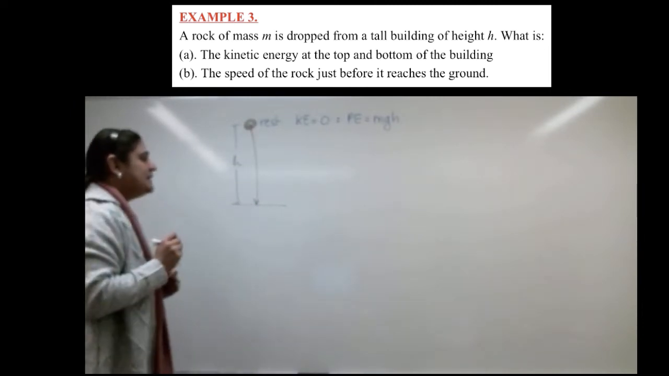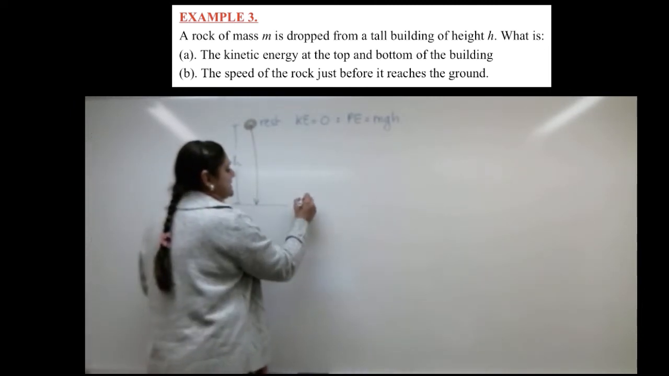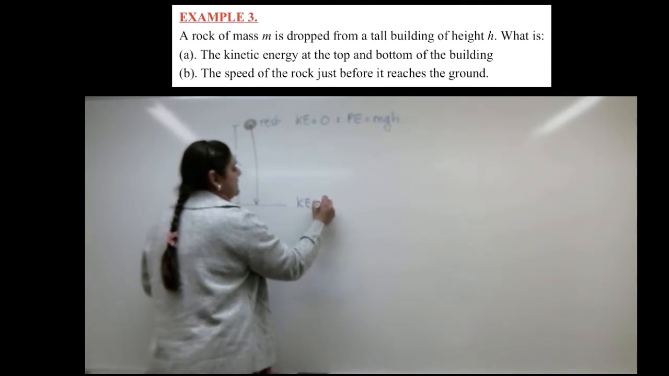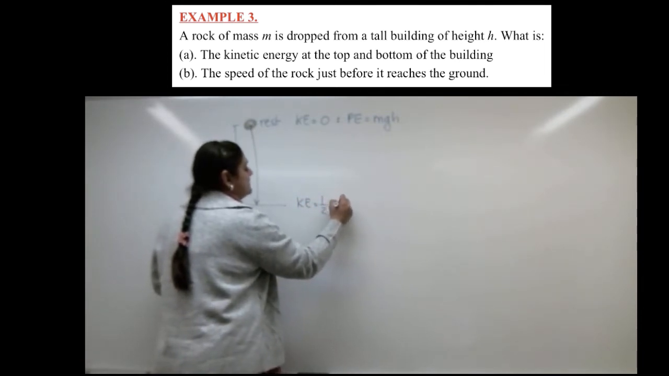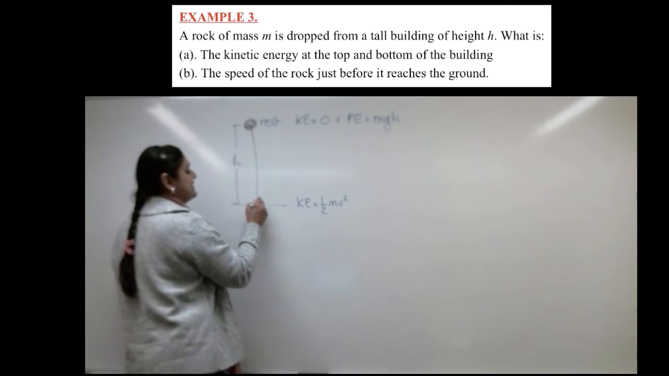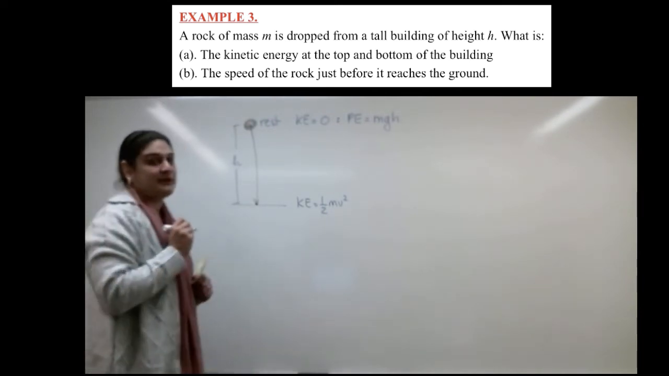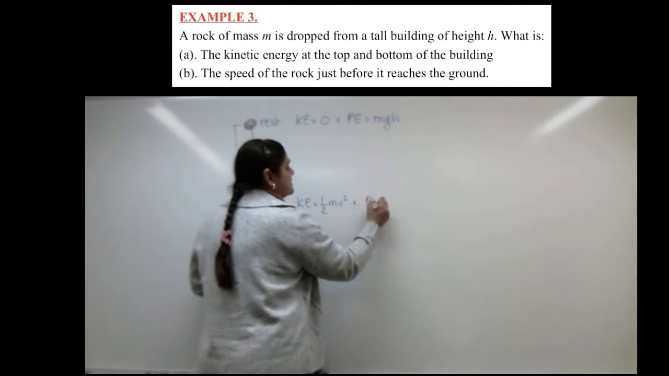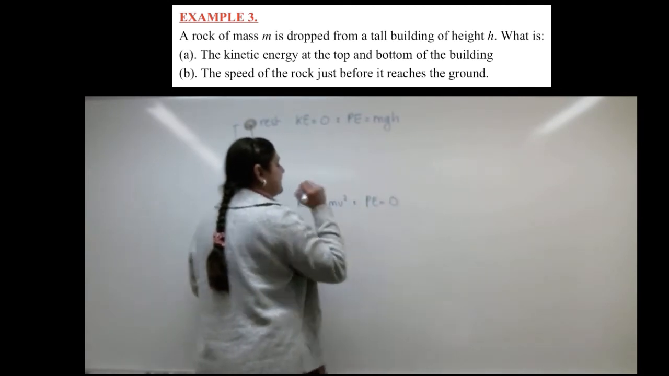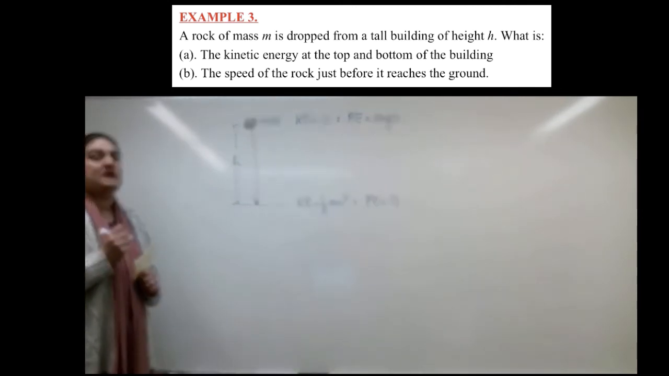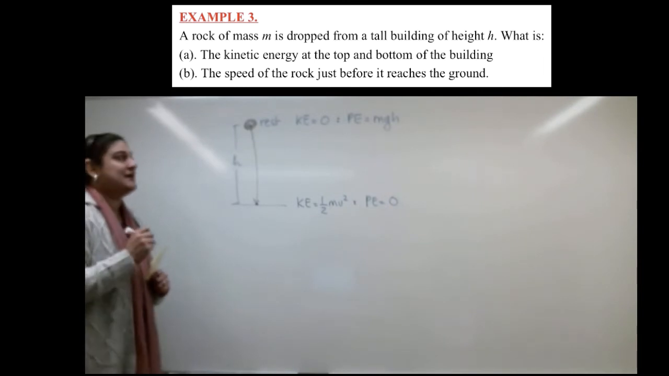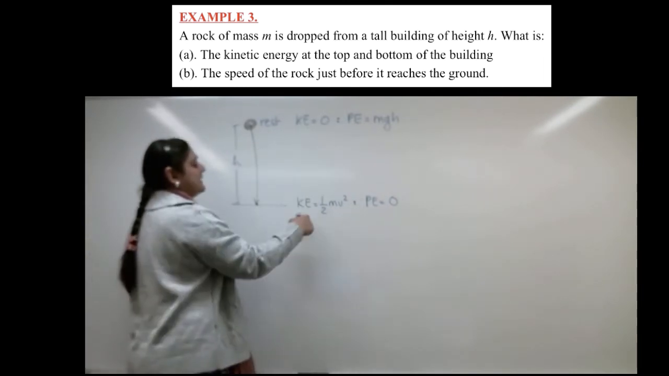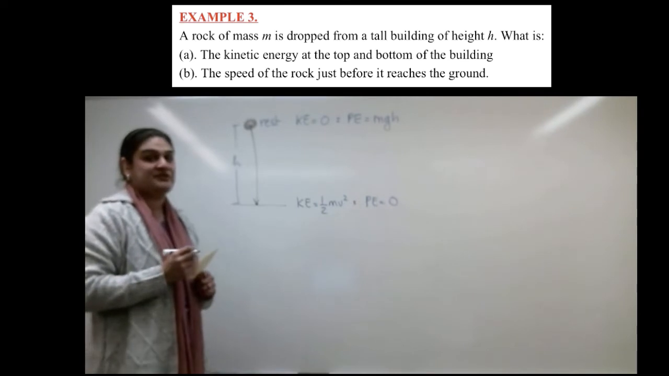At the bottom, its kinetic energy will be 1/2 mv squared, where v is the velocity just before impact. And its potential energy is going to be 0. Okay? So that's the answer to part A. Kinetic energy at the top is 0. Kinetic energy at the bottom is 1/2 mv squared.